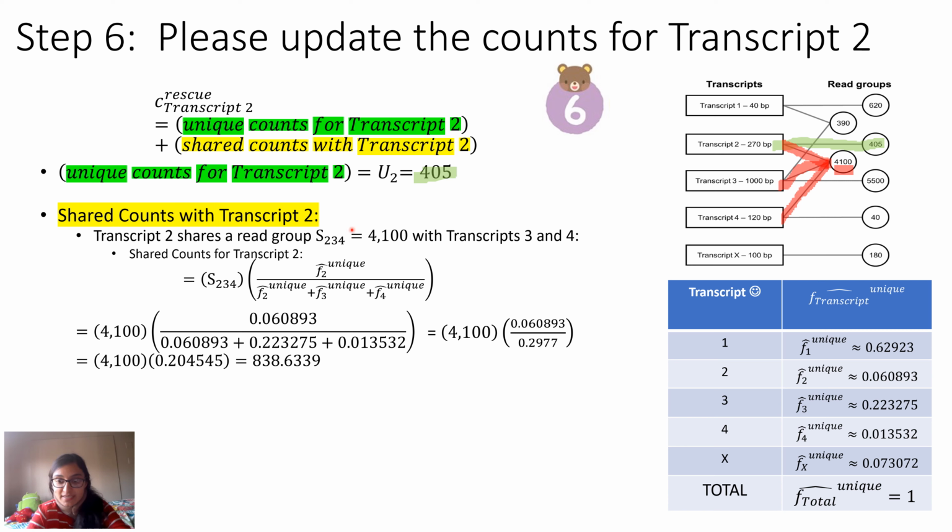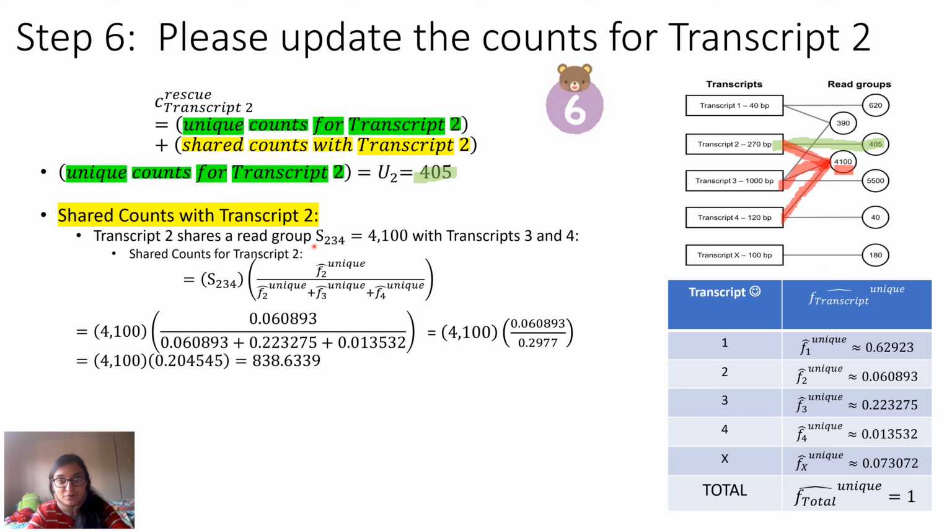Yes, you have to just scale it relative to the other groups, right? Many transcripts are competing for the same read group. So how do you figure out how to divide this 4100 among 3 read groups? This is why it gets more complicated. So you're going to figure out what the unique transcript abundances are, and you're going to use that information.